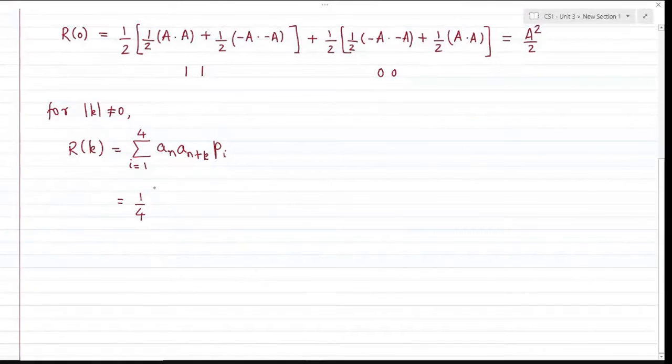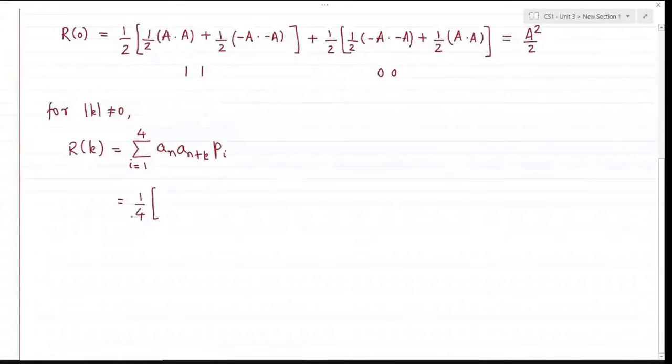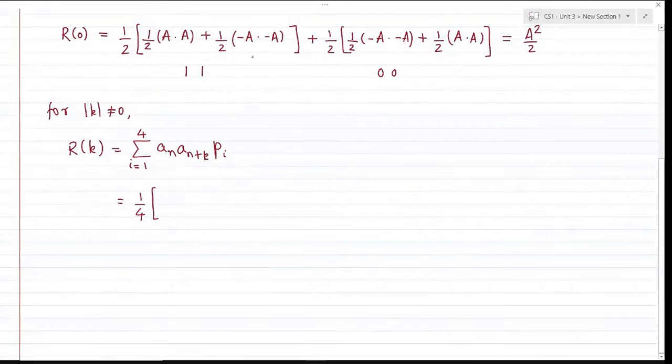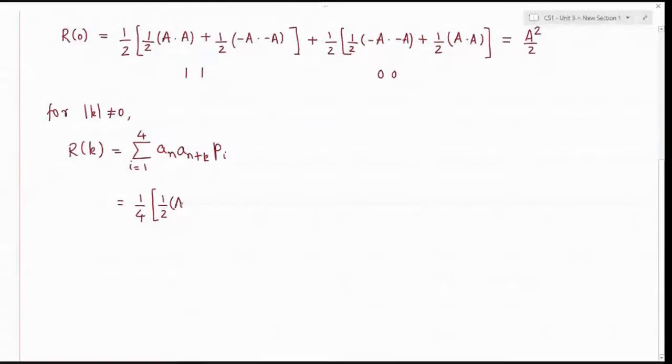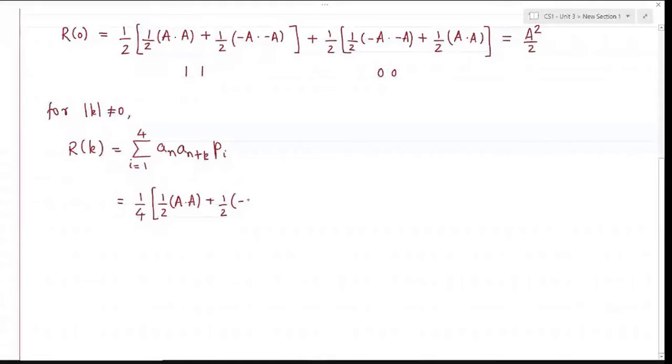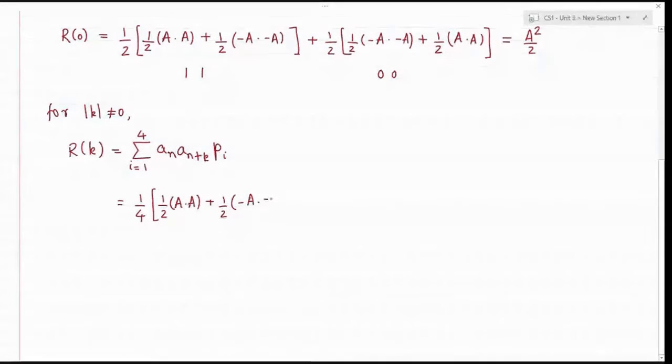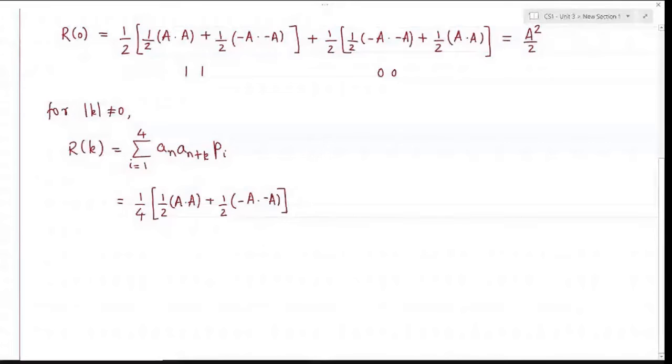So 1 over 4 times, say first combination I'll take as 1 1. The 1 1 combination we have already calculated in this fashion. I'll write it for the first case. So this is a into a plus half minus a into minus a. Okay, so this is combination 1 1.